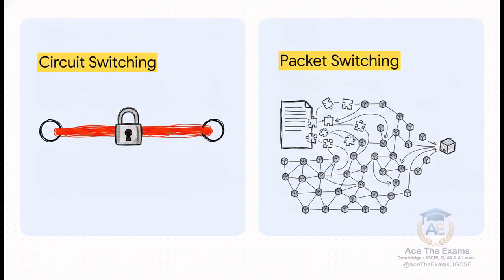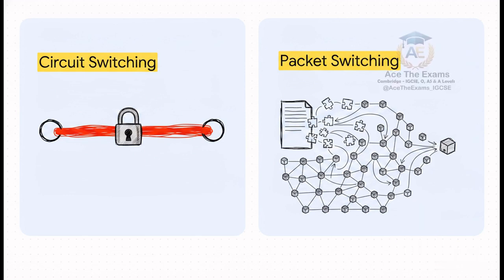Circuit switching locks down a pre-established, dedicated physical path for the entire duration of the transfer. It's like reserving an entire highway just for your car. Packet switching, however, divides the message into little chunks called packets. It routes them independently, on demand, based on available resources. They might all take different paths and arrive out of order.